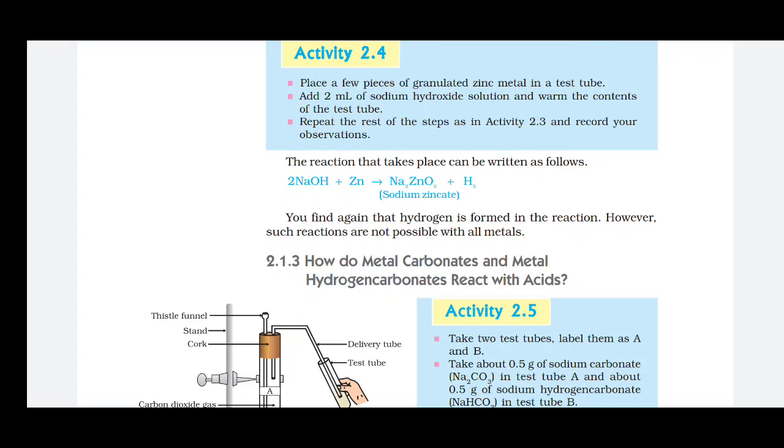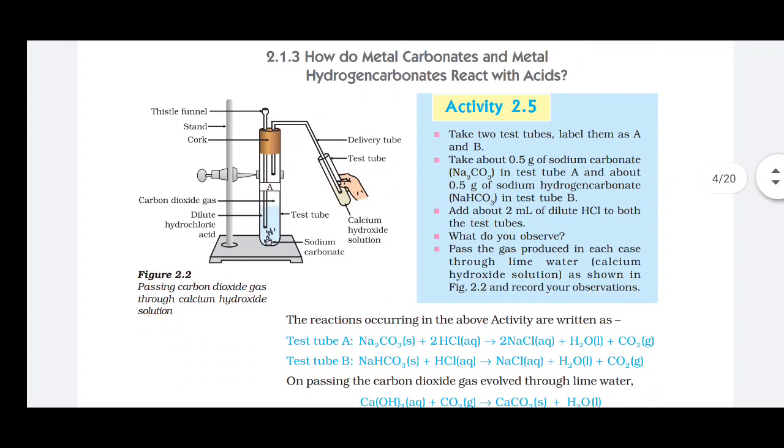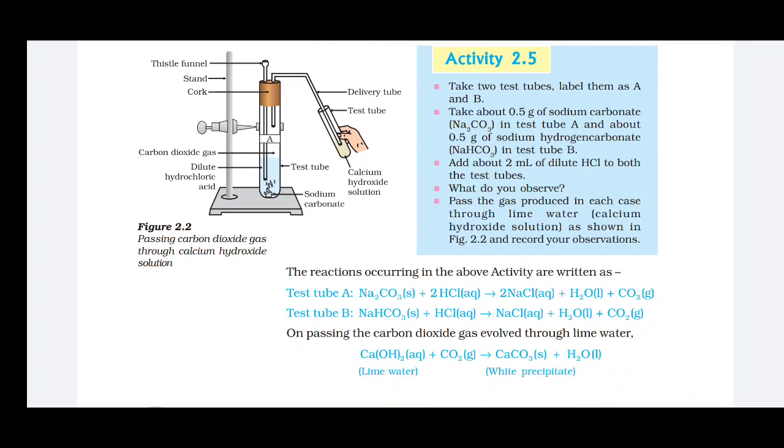Hydrogen gas released, it can be asked as a 1 mark question, how do you test the release of hydrogen gas. The release of hydrogen gas will make you hear a pop sound when you bring a burning candle near the gas bubbles. Next is the reaction of acids with metal carbonates and metal hydrogen carbonates. Acids react with metal carbonates and metal hydrogen carbonates to form salt, carbon dioxide and water.